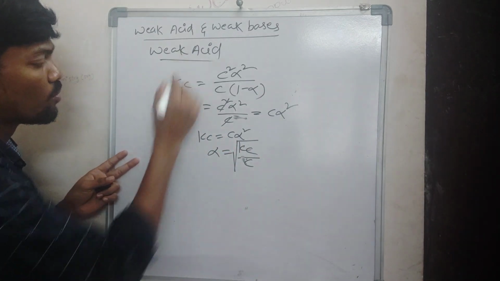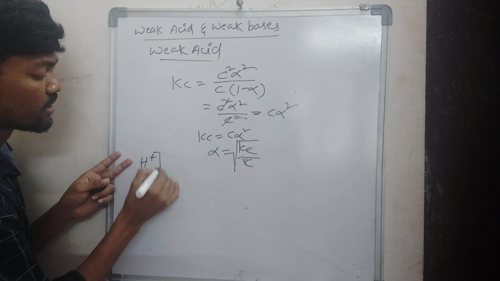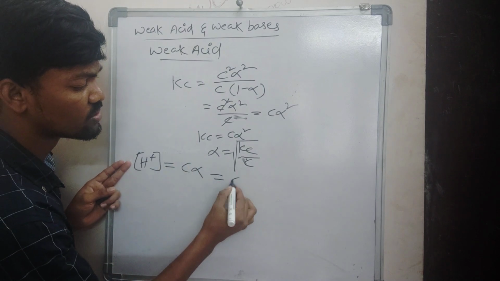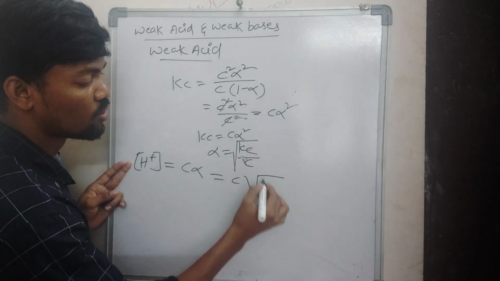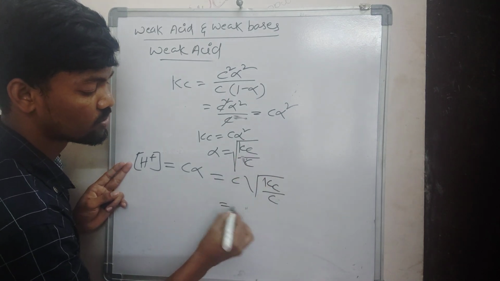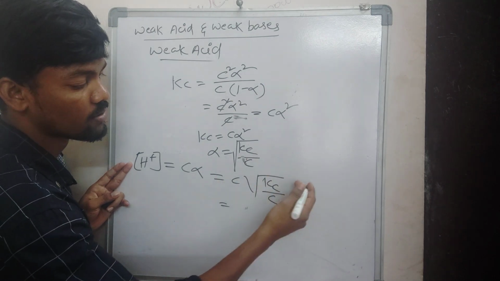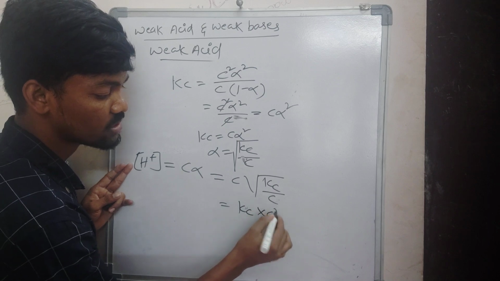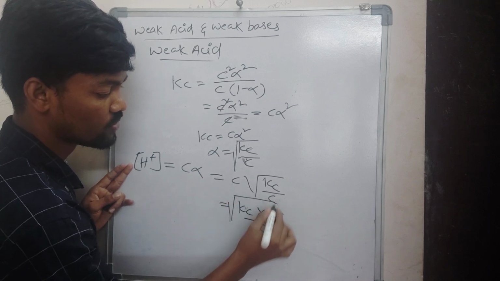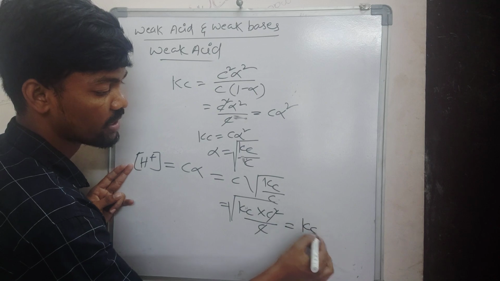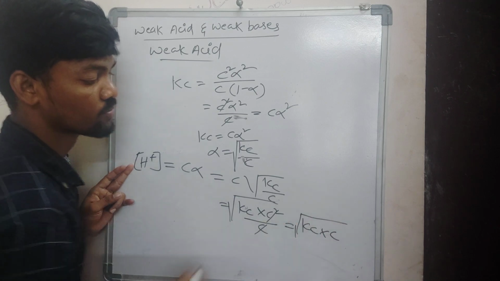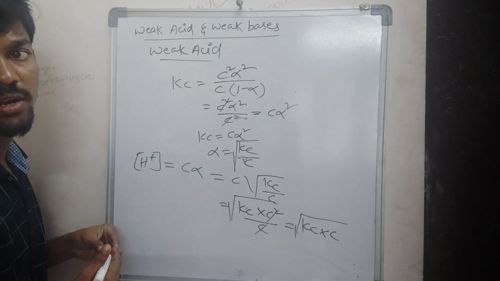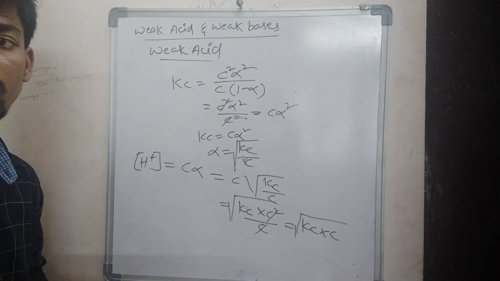Now tell me, how much is the H plus concentration at equilibrium? C alpha. C alpha means, how can you find C and the alpha value? Alpha is root of Kc by C. Suppose this C goes inside the root. What happened? Kc into C square by C. Finally, which value did you get? Root of Kc into C, which is the constant. Okay, this is how we find the concentration of H plus.